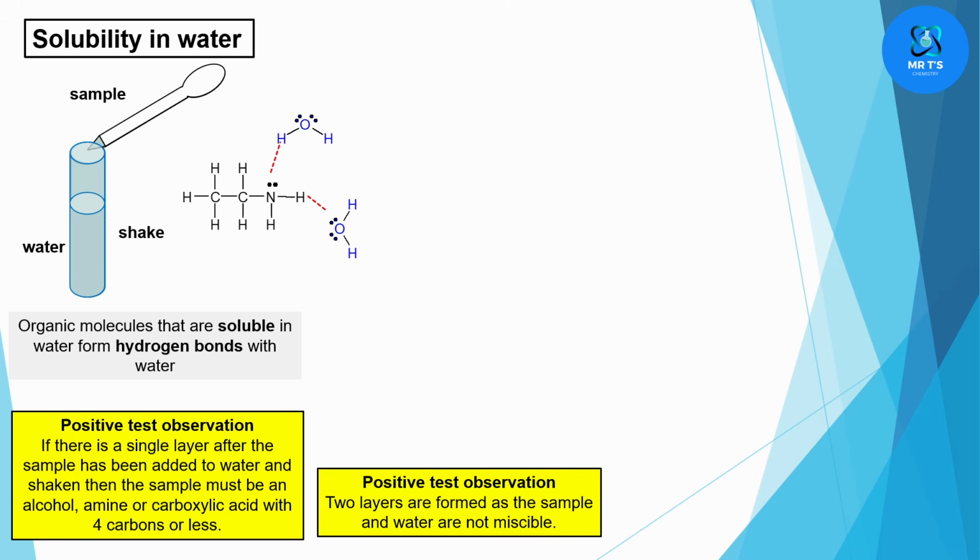Now, what actually happens here is, here's an example of an amine. The amine will actually, these lone pairs that are found at the top of the nitrogen here will form an attraction with the hydrogen particles.